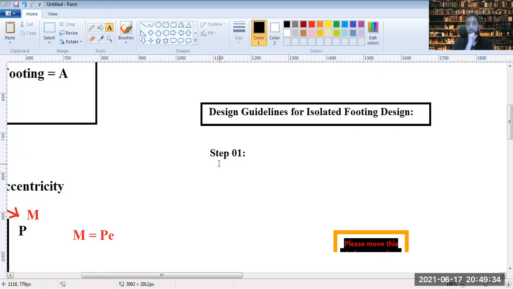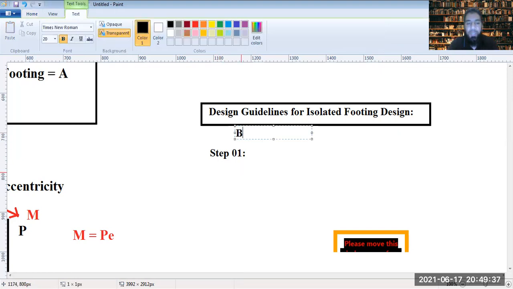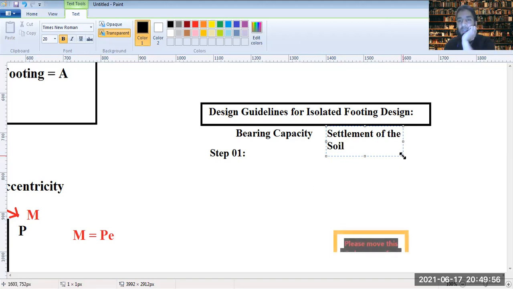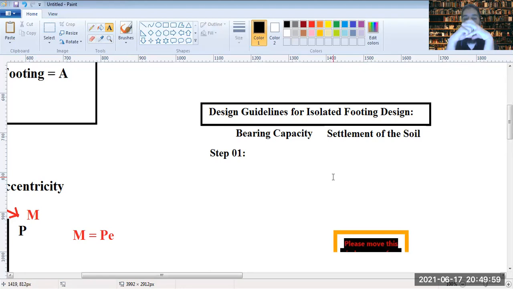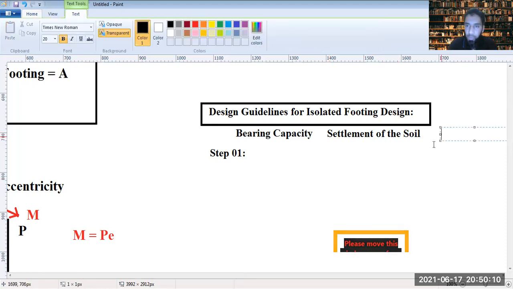What should be the first thing that you should know? First of all, you should know the bearing capacity, isn't it? We should know the bearing capacity of the soil, and we should also know the amount of settlement of the soil. These are very important to be known for the design of the footing. If we know these things, the bearing capacity and the settlement of the soil, we can proceed with the design, because then we would know QA that we just discussed, the allowable soil pressure.